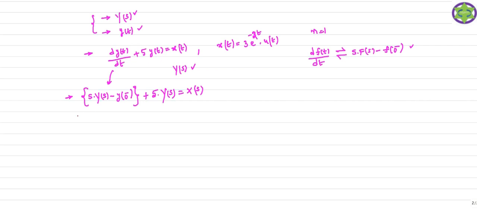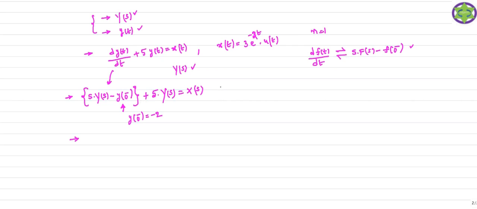Now what is y of 0 minus? It is the initial condition given in the problem, which is equal to minus 2. You just substitute the initial conditions. My objective is to follow two steps to find the response of the system. In the first step I am going to find Y of s, and to find it, I apply the Laplace transform on both sides of the given differential equation.